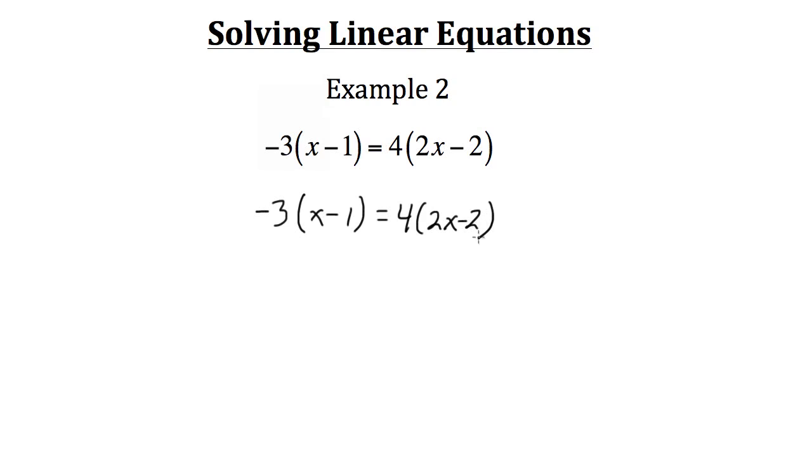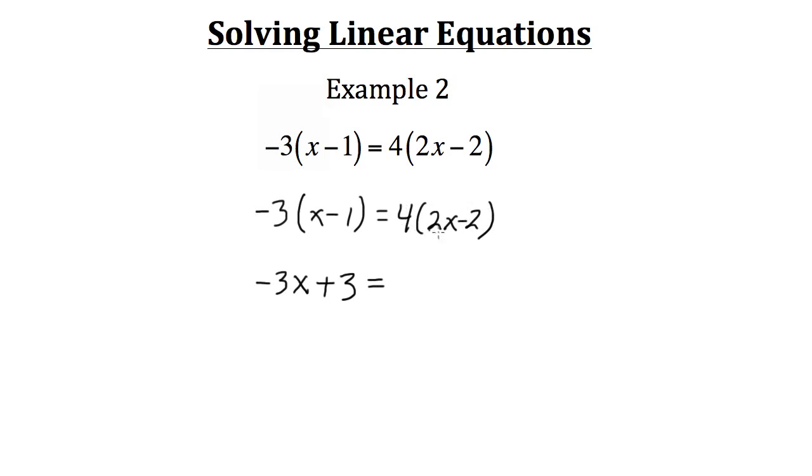When we do that, starting here on the left side, we have a negative 3 times this entire thing, x minus 1. So we could distribute the negative 3 to x and distribute the negative 3 to this negative 1 here. Let's do that. We have negative 3 times x, and that'll give us a negative 3x, and then a negative 3 times a negative 1. Negative times negative is positive, and then the 3 times 1 is 3.